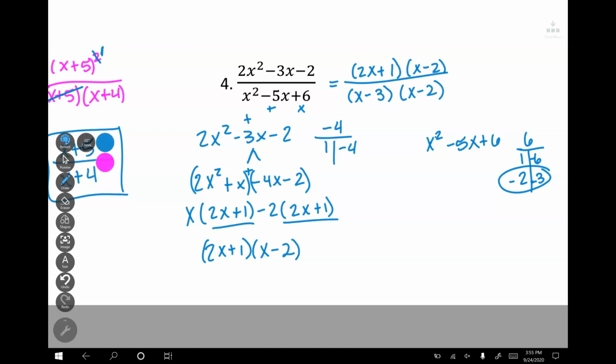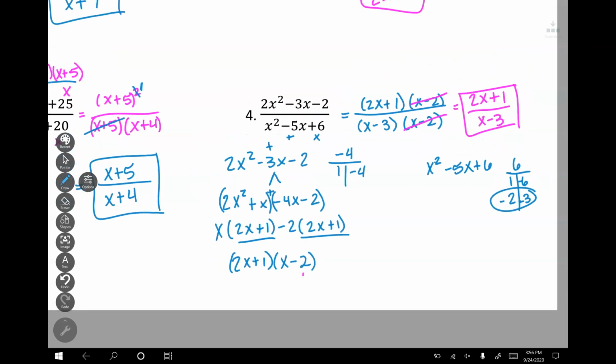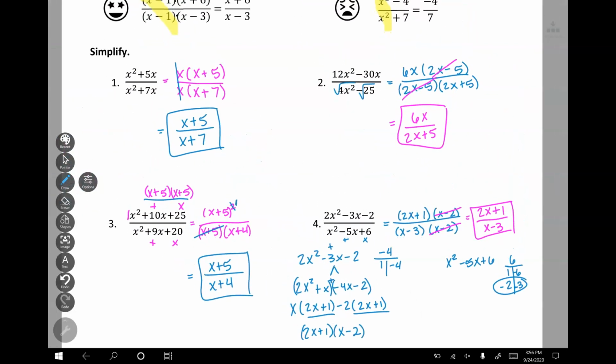Okay, now that we've factored the numerator and denominator, we can cancel the factors that appear in the top and the bottom. So x minus 2 divided by x minus 2, that cancels. Your simplified rational expression is 2x plus 1 over x minus 3. All right, so just a little more challenging factoring in that last one, but hopefully that made sense.